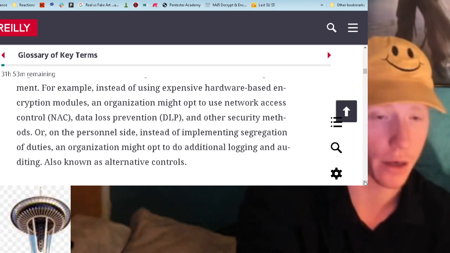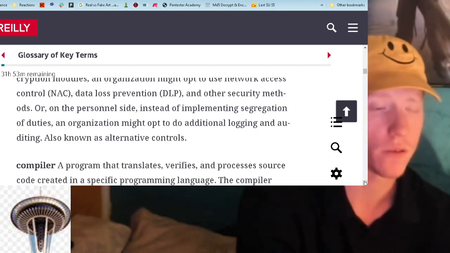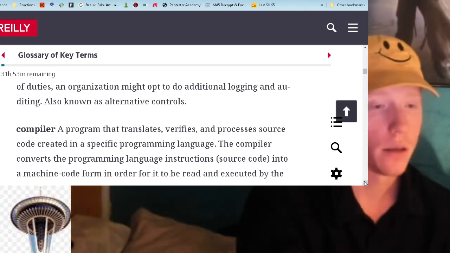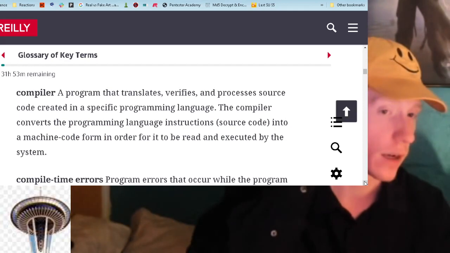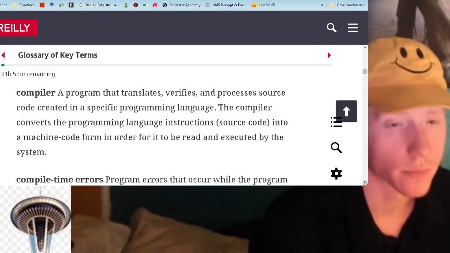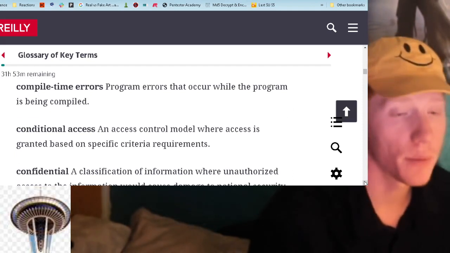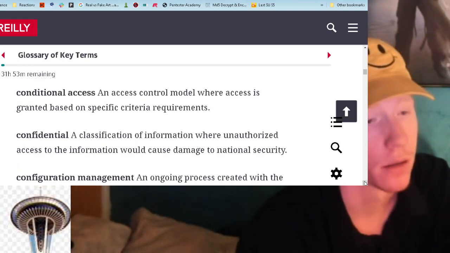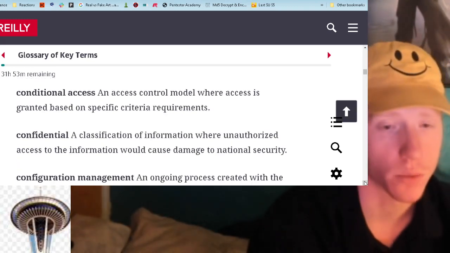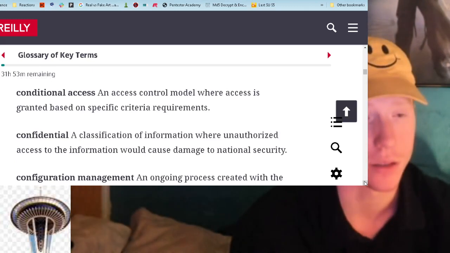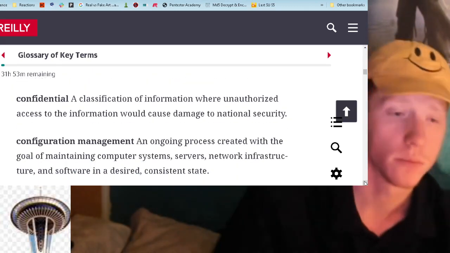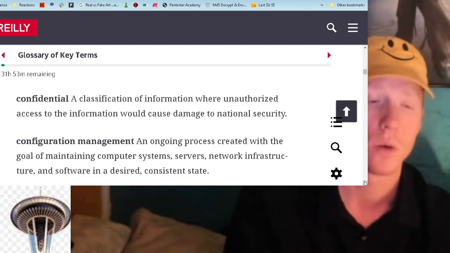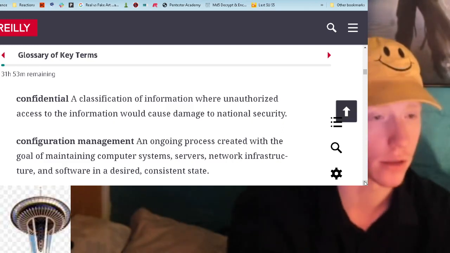Or, on the personnel side, instead of implementing segregation of duties, an organization might opt to do additional logging and auditing. A compiler is a program that translates, verifies, and processes source code. Compile time errors are program errors that occur while the program is being compiled. Conditional access is an access control model where access is granted based on specific criteria requirements. Confidential is the classification where unauthorized access to the information would cause damage to national security.